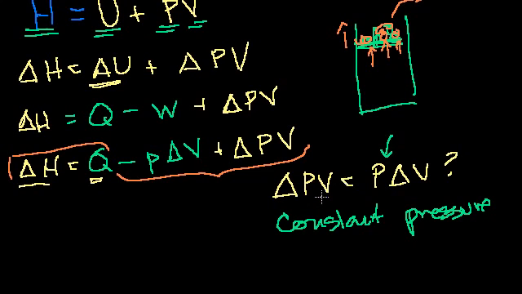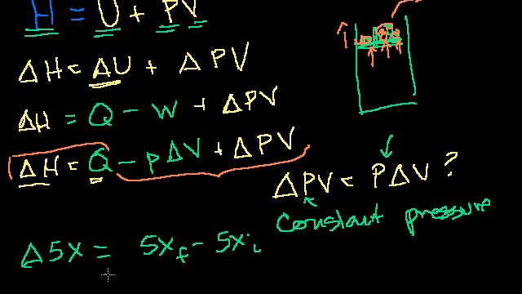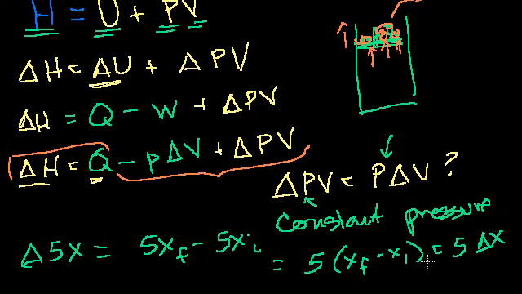Or if you view it another way, if this is a constant, you can just factor it out, right? If I said the change in 5x, you could say that's equal to 5 times x final minus 5 times x initial. And you could say that's just equal to 5 times x final minus x initial. Well, that's just equal to 5 times the change in x. It's almost too obvious for me to explain. Sometimes when you over-explain things, it might become more confusing. So the 5 I'm using is an analogy for a constant. So if pressure is constant, then this equation is true.